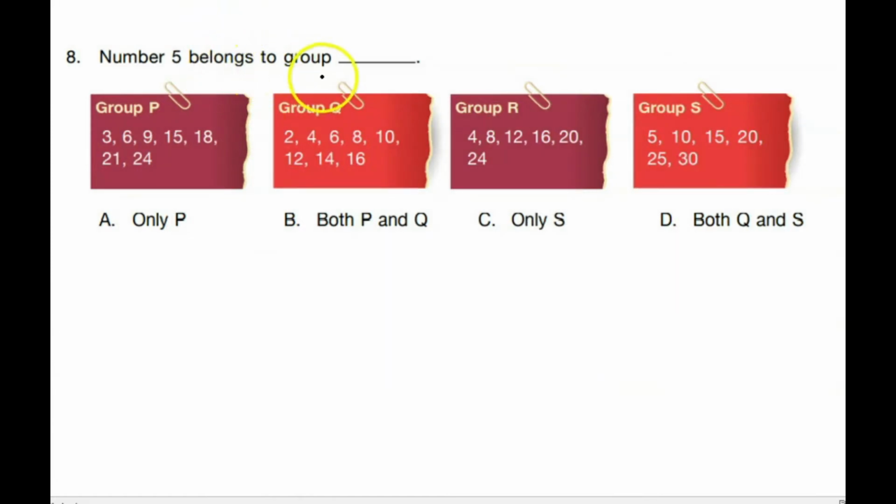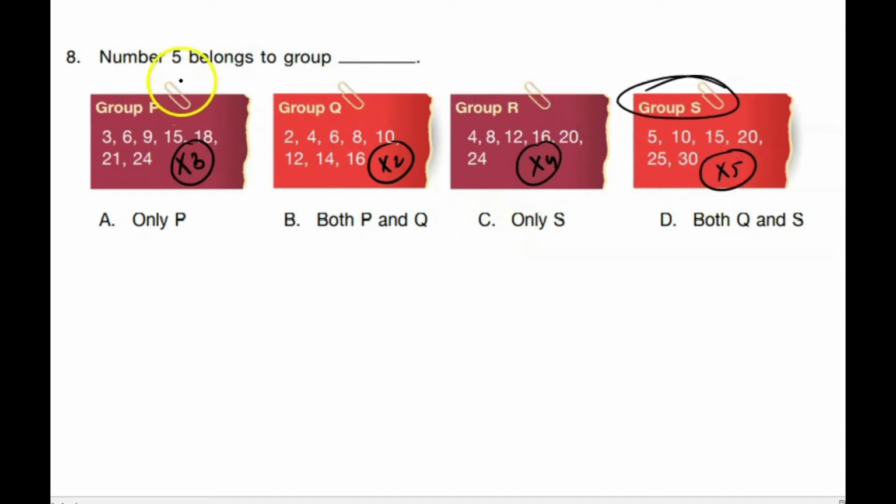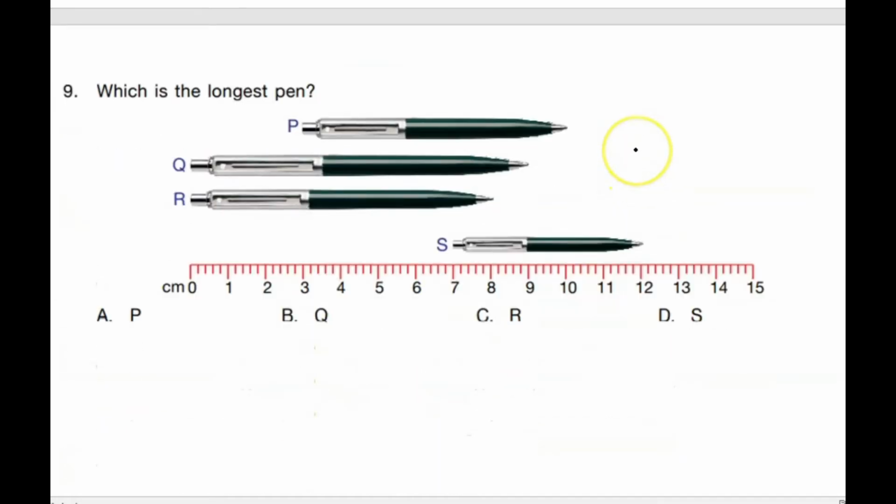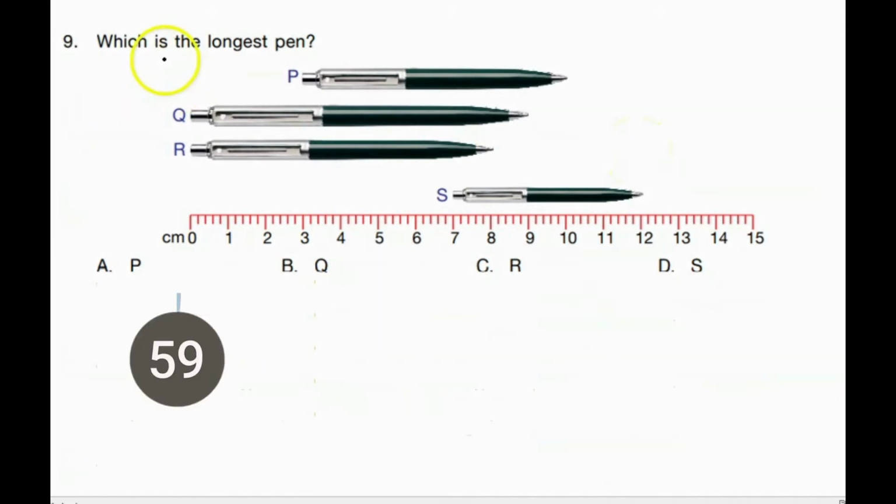Number 5 belongs to group dash. Okay, so this is times 3, this is times 2, this is times 4, and this is times 5. So to group S, number 5 belongs. So group S means C. Question number 8, C option is correct. Next question, question number 9.